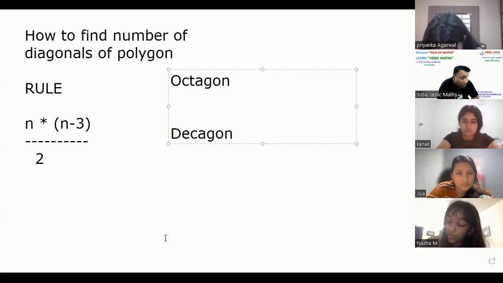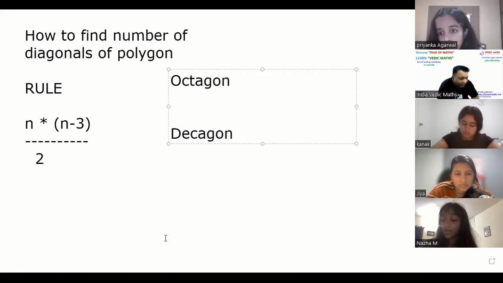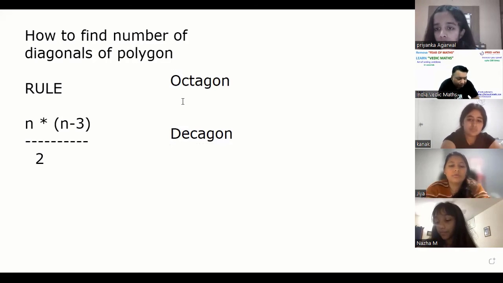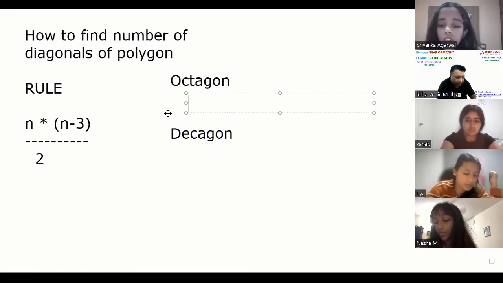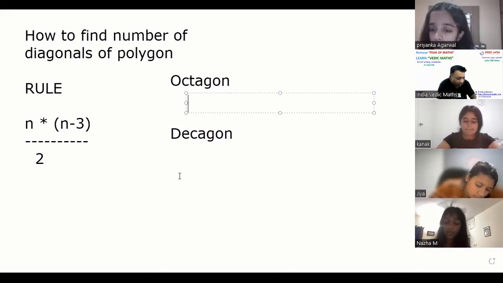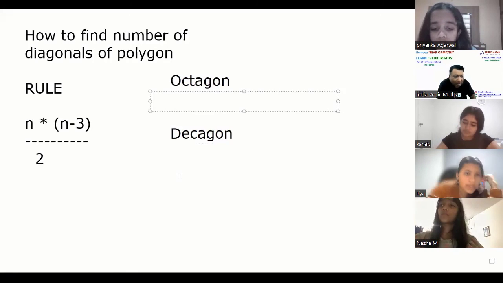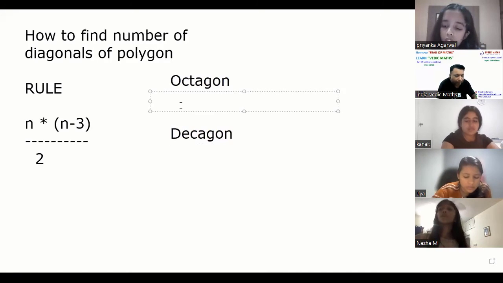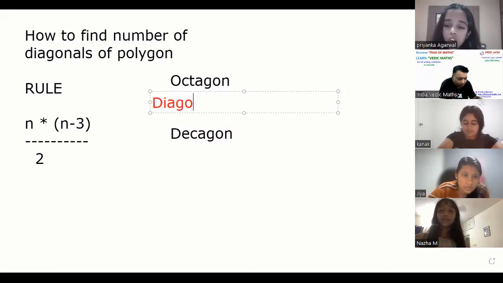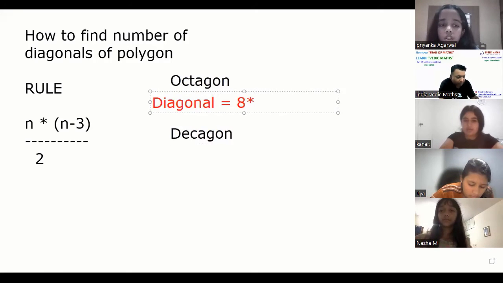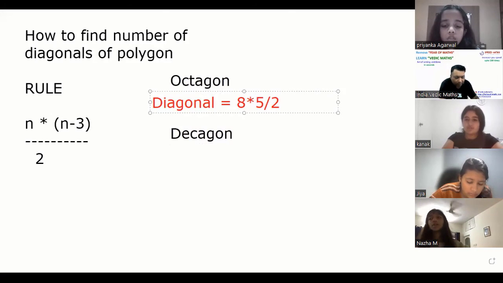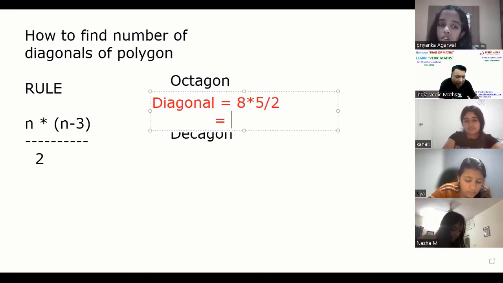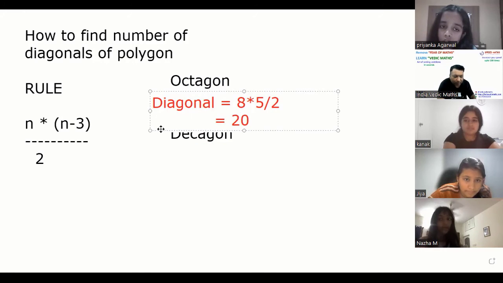Yuvan said 35 for the decagon, Nishita said 20 for the octagon. Let's see. I'll wait for everyone to calculate, okay? For the octagon, Kanak, how will you calculate? Tell everyone. So the octagon has 8 sides. So 8 times 8 minus 3, divided by 2. So 8 times 5, 40, 40 divided by 2, 20. You got 20? Good, Kanak.